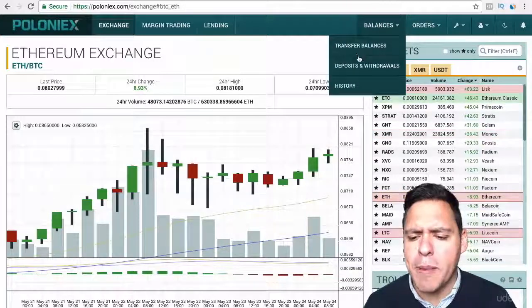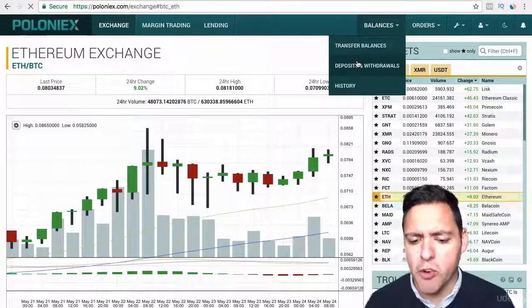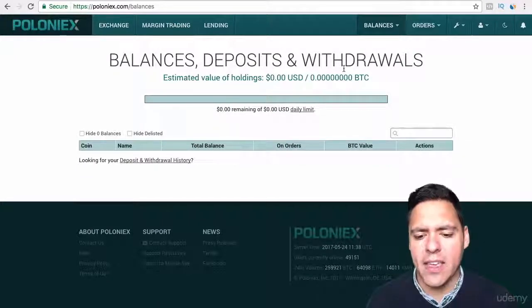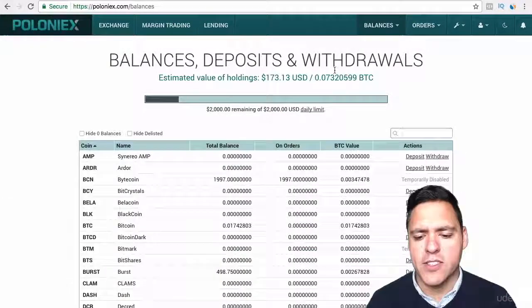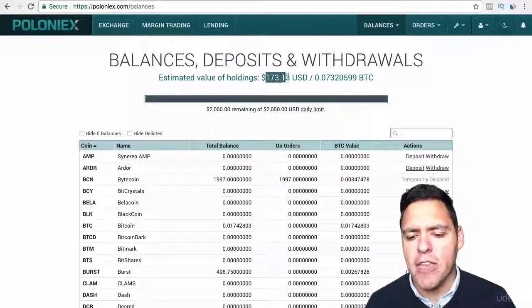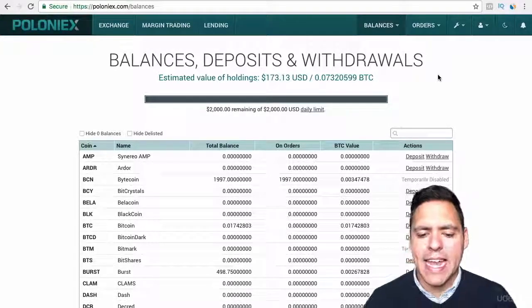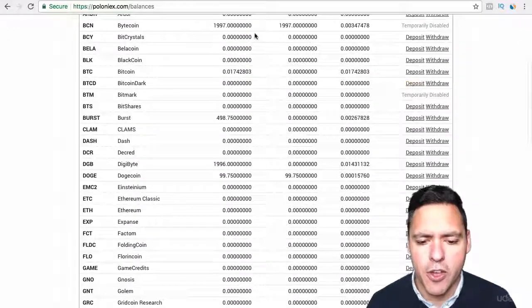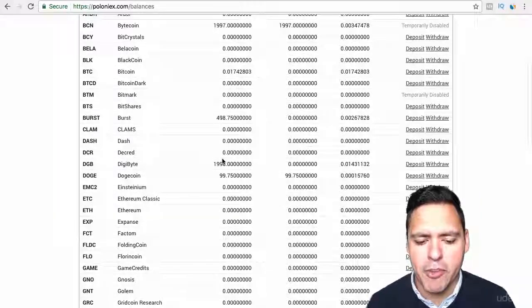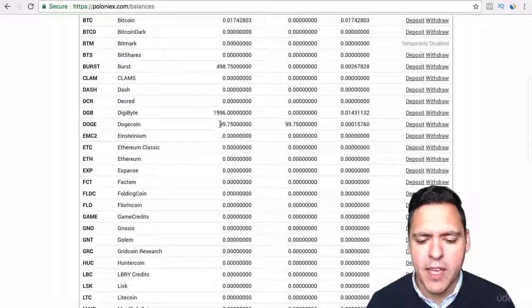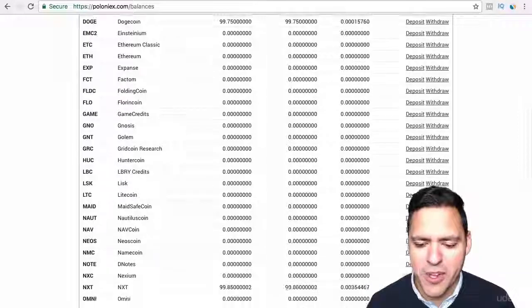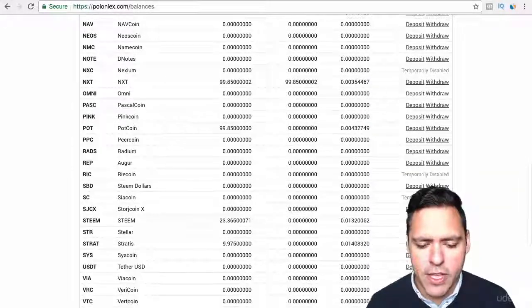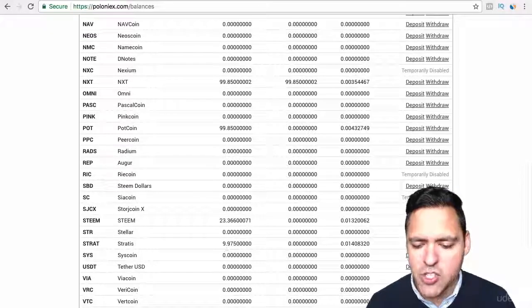And going back to the balances, if you go back to deposits and withdrawals, this is the area where you will see the value of your holdings. So it's on 17313 at the moment. Okay, now as for the currencies I've got, this will show all the currencies I've got. So I've got 2000 Bitcoin, 500 Burst, 2000 Digibyte, 100 Dogecoin, which obviously hasn't sold yet. I've got 100 NXT, 100 Potcoin, 23 Steam, 9 Stratis.